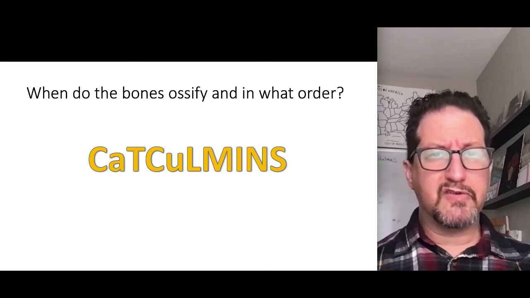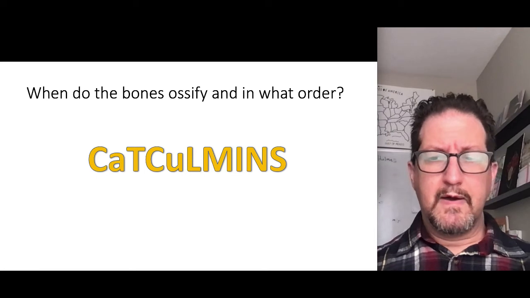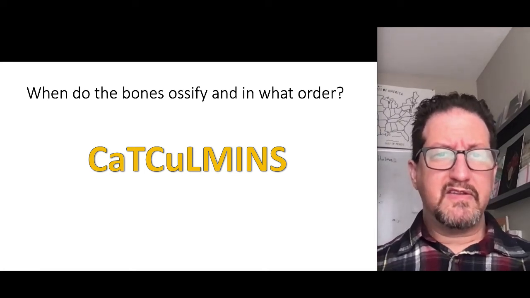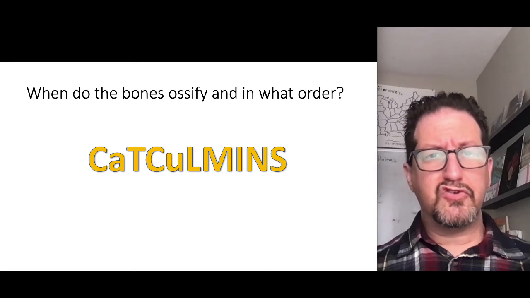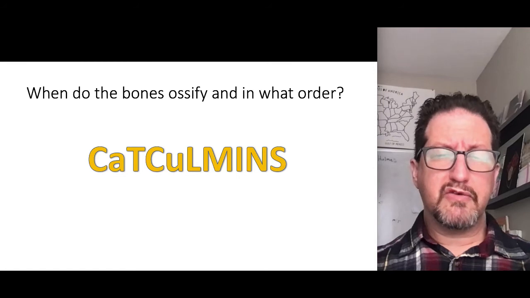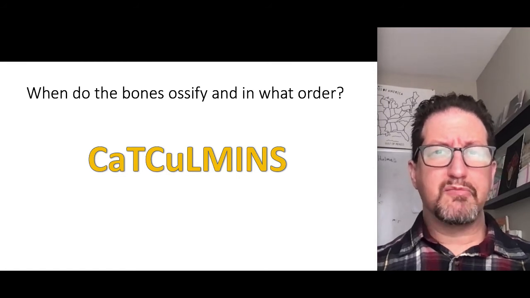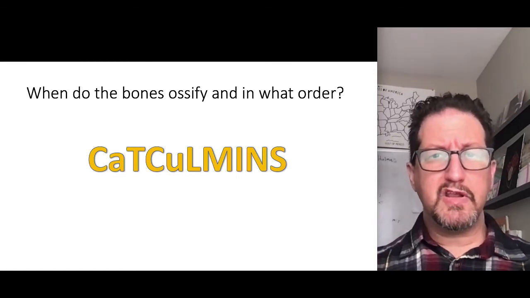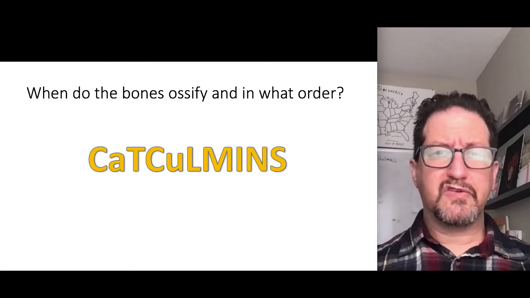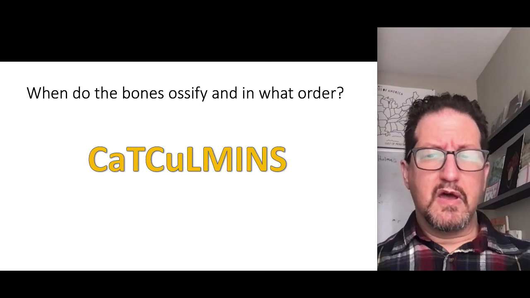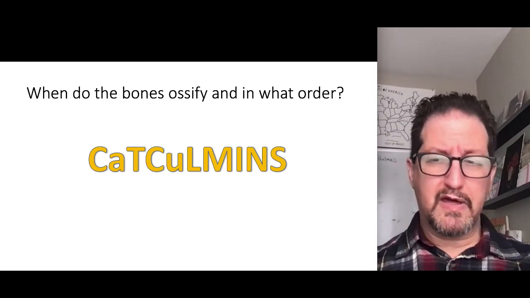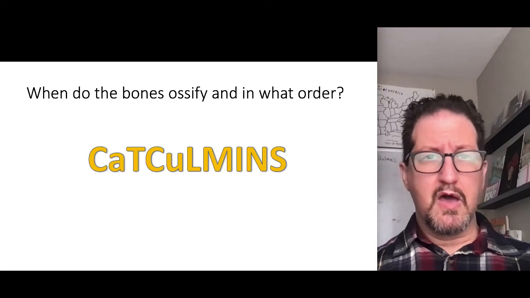and this mnemonic is described as Cat-Cull-Mins. So the CA is calcaneus, T talus, CU is cuboid, L is lateral cuneiform, M is medial cuneiform, I intermediate cuneiform, N for navicular, and S is sesamoids. Now the metatarsals and the phalanges are ossified at birth as well, so keep that in mind. It's just not included in this mnemonic.